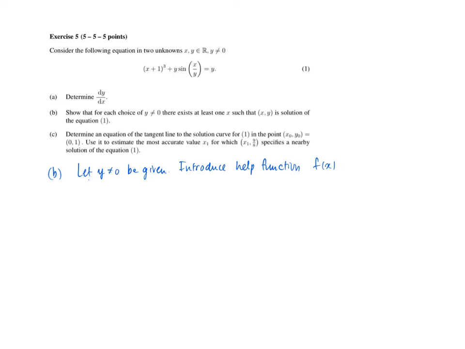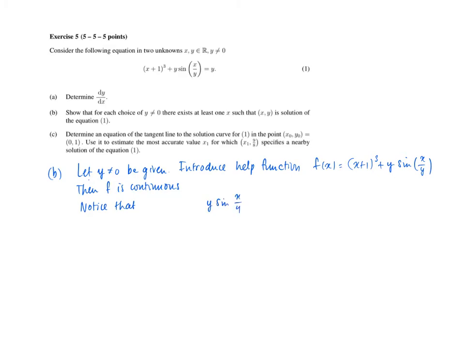f(x) is equal to (x plus 1) to the power 3 plus y times the sine of x over y. Well, we take y as a constant, so here there's a function of only x, and f is continuous: a sine function plus a polynomial, a power function.